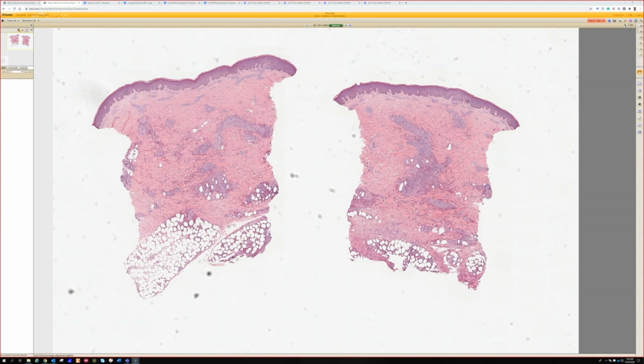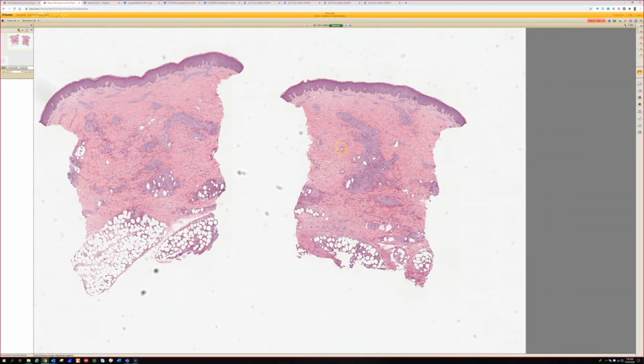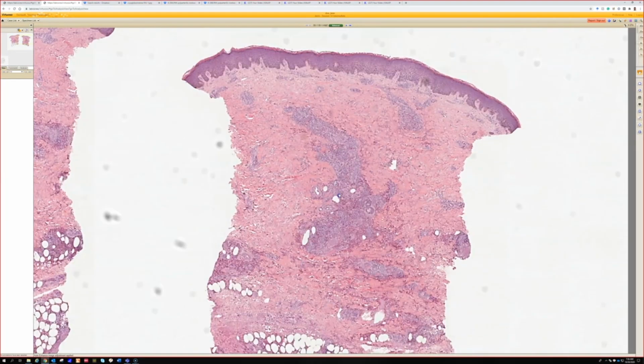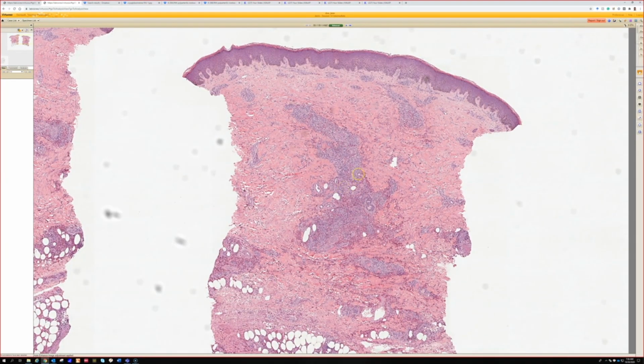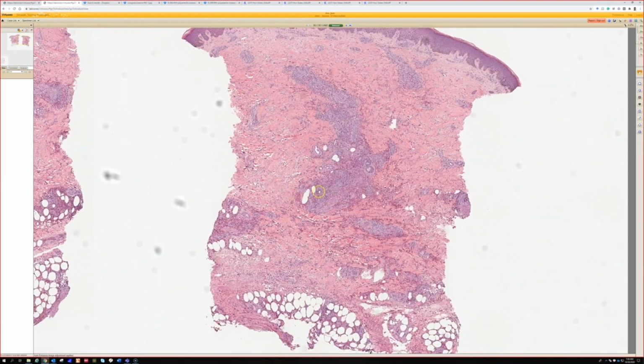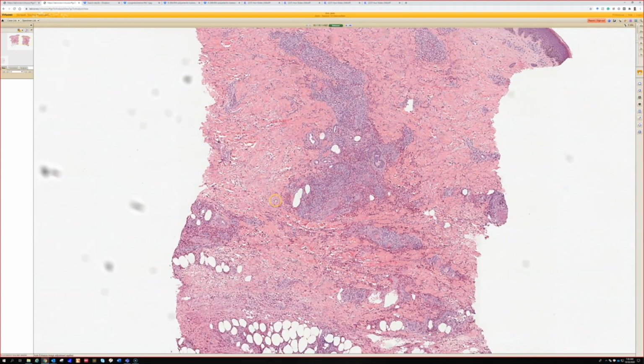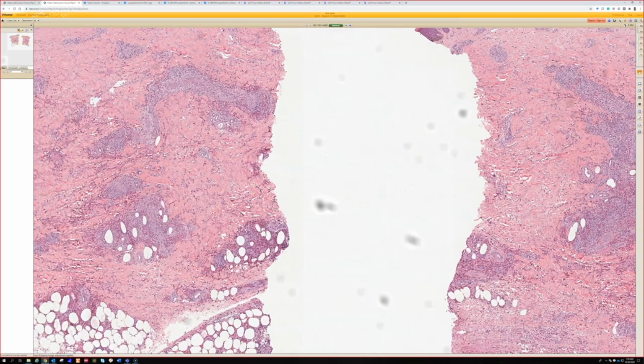All right, let's start with case 1. Who wants to go tell me what this one is? Or do I just tell you guys what it is?